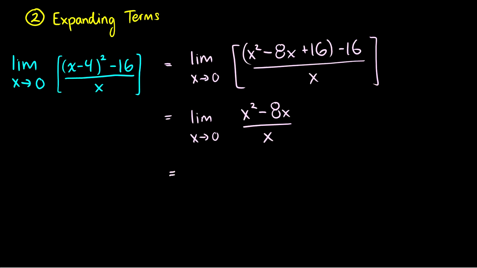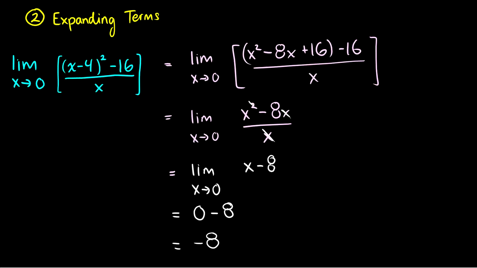Oh, what do we have here? Well, now we can cancel an x from the top and bottom, so we can divide the top and bottom by x, and we'll be left with the limit as x goes to 0 of x minus 8 over 1, which just simplifies to x minus 8, and then if we plug 0 in for x, we'll have 0 minus 8, which is just equal to negative 8. So by expanding terms, we were able to cancel out that x on the bottom and find the limit.